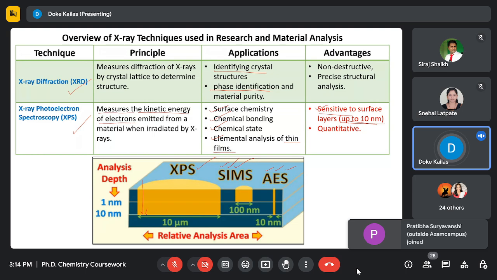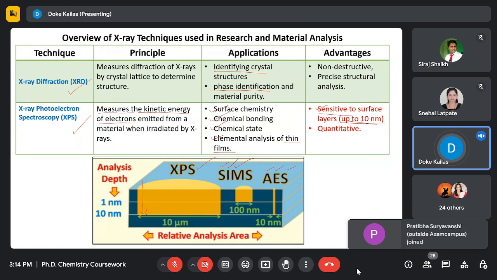But if you compare the relative analysis area, from which length to which length, what should be the sample size, the broadness of the sample, then we can analyze with the help of X-ray photoelectron spectroscopy with the analysis area up to 10 micrometer. That sample size we can analyze with the help of X-ray photoelectron spectroscopy.